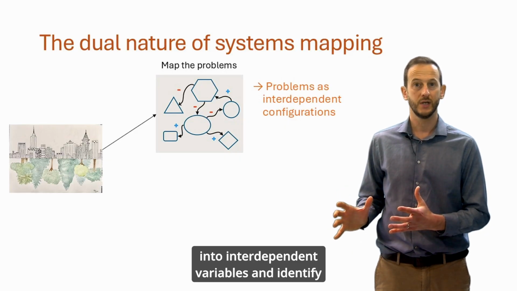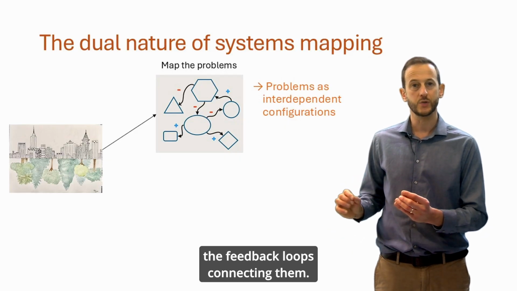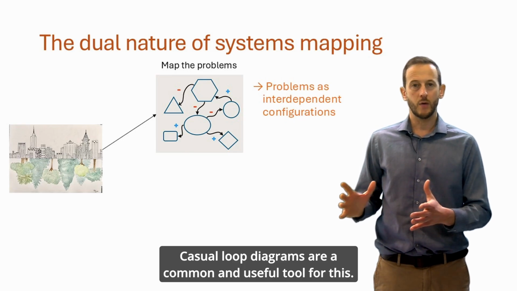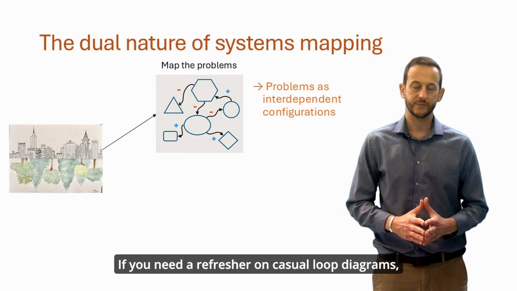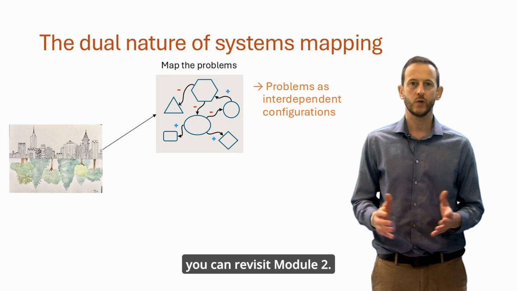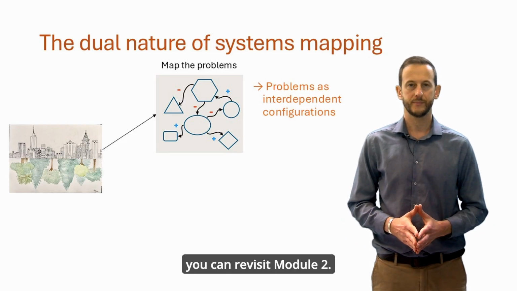On the one hand, the problem map helps groups collectively break down complex problems into interdependent variables and identify the feedback loops connecting them. Causal loop diagrams are a common and useful tool for this. If you need a refresher on causal loop diagrams, you can revisit Module 2.